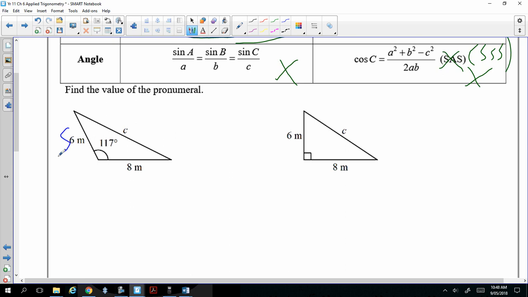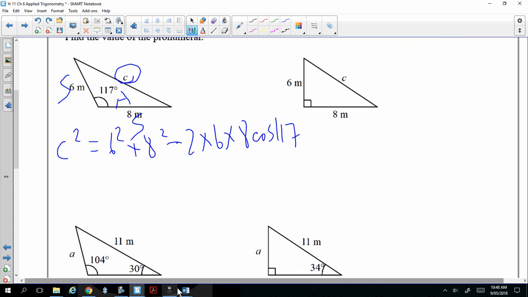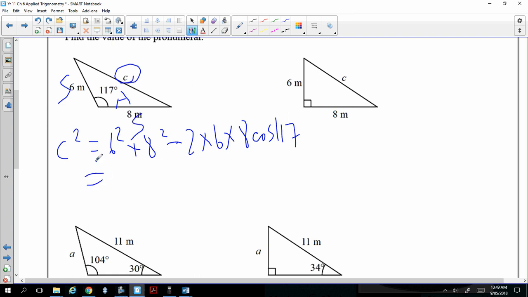Perfect. Let's do that. C squared equals 6 squared plus 8 squared minus 2 times 6 times 8 times cosine 117. Okay, good. Do that, and then you just do it on a calculator. You get 143. But remember to square root your answer to get the final answer.